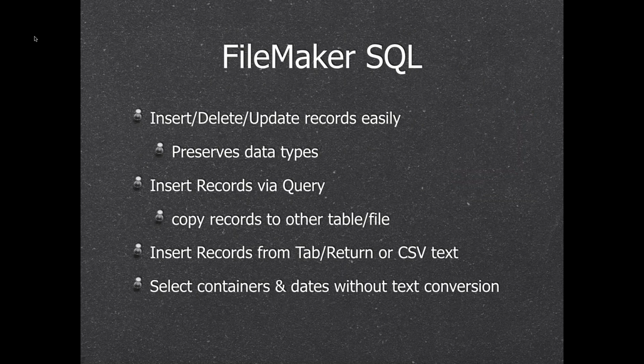Then we have SQL commands within FileMaker. We can just execute SQL commands, or we have the convenience function to insert a record, delete a record, update a record, where we build the SQL command for you, and you just pass in the name of the file, the name of the table, the field names, and the values. And this preserves the data type, so you can pass in containers, for example.